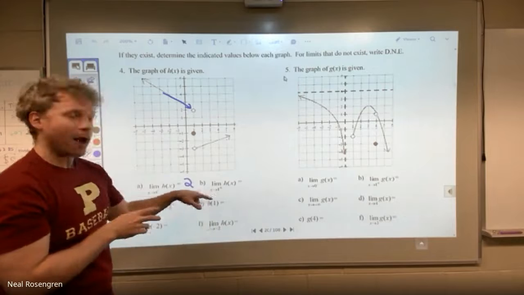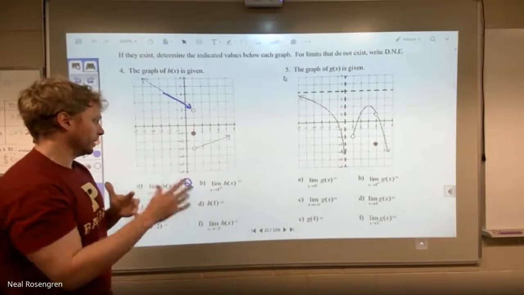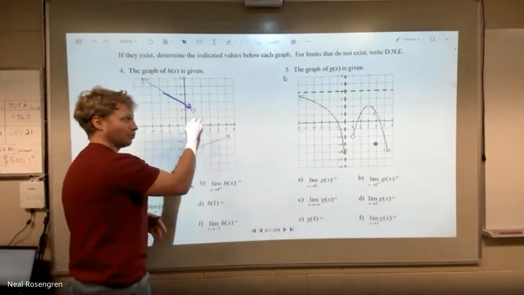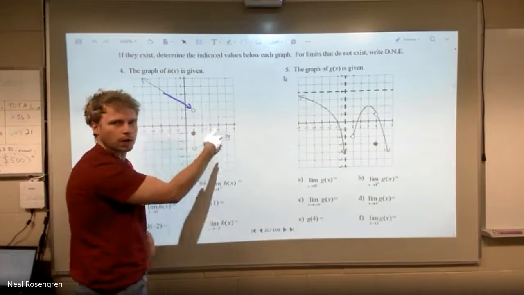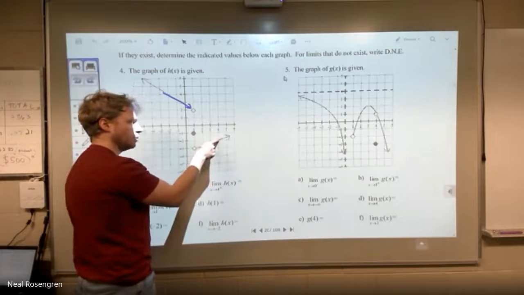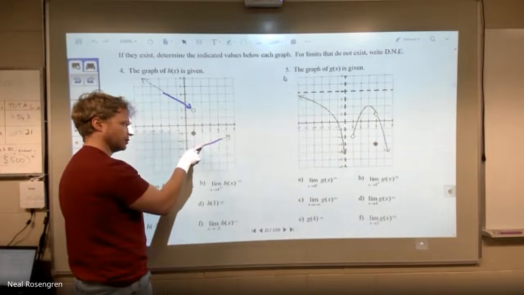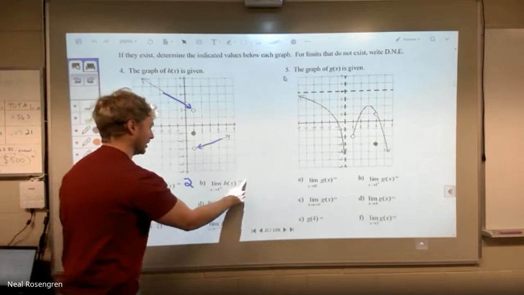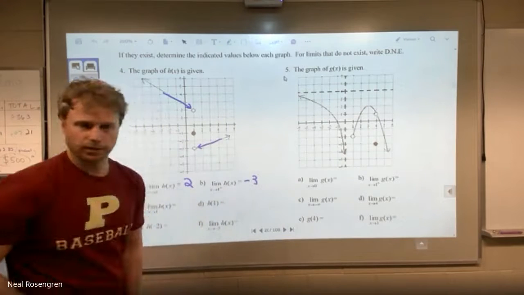But from the right, part B says the limit of h of x as x approaches 1 from the right. Okay, so I have to go right of 1. So I go a couple boxes, and I just start moving myself along the function, thinking about where I'm headed. And it looks to me like I am headed towards -3.